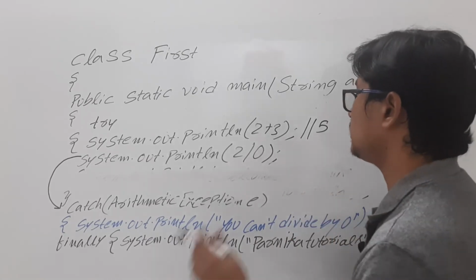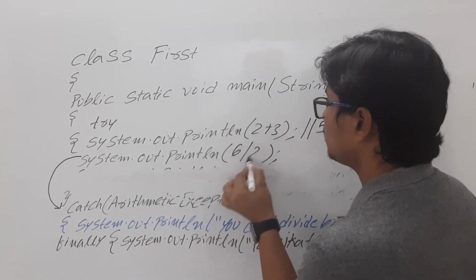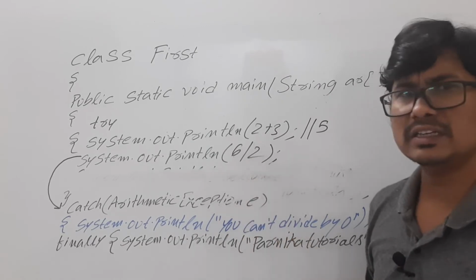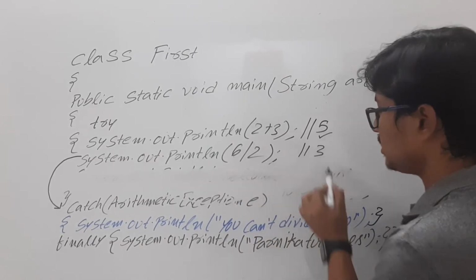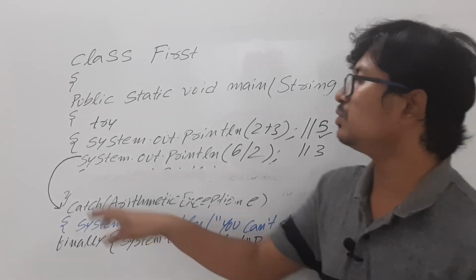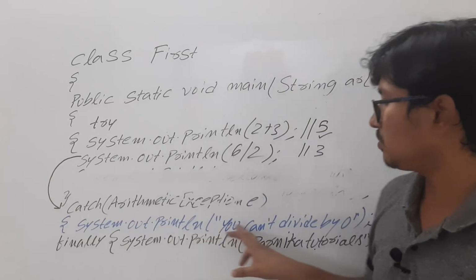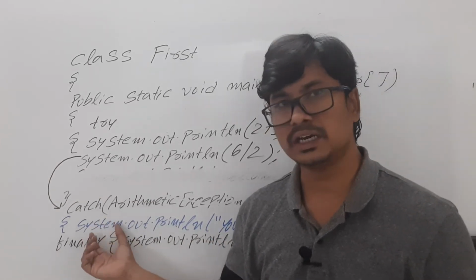Suppose let's take that here you have provided 6 by 2. Then this is not an exception. So you will get the output as 5. You will get the output as 3. Then you will get the output as Parnika tutorials. As no exception is raised, this statement will not be executed. Okay, are you able to understand it or not?